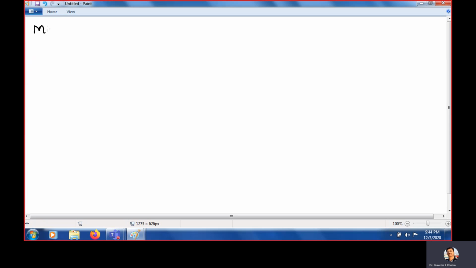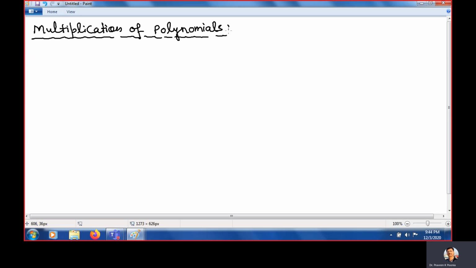Now it is multiplication of polynomials. Multiplication means, if you remember, we learned two laws in chapter 1. The first is the distributive law. We studied the distributive laws in chapter 1.